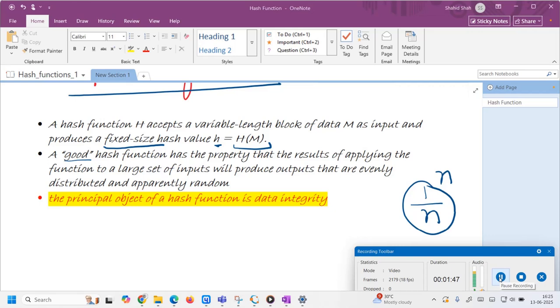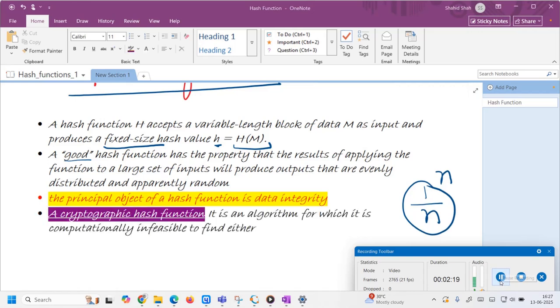So we can say in this sense, the principal object of a hash function is data integrity. That means we want to ensure data has not been changed by any eavesdropper or hacker. Till now we have been worried that a hacker or eavesdropper should not be able to read or understand what was transmitted. Now a hacker may try to change the data. One of the main purposes of a hash function is data integrity, that we should be able to ensure that data has not been changed or compromised. For that purpose, we have a class of hash functions which are called cryptographic hash functions.